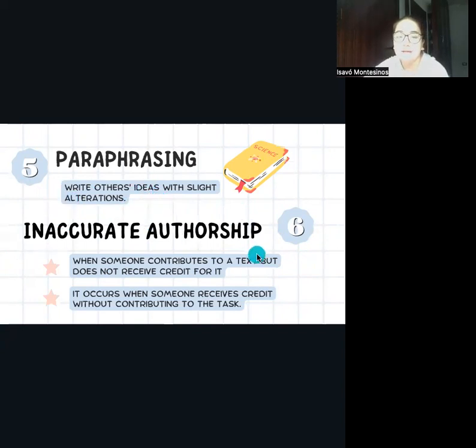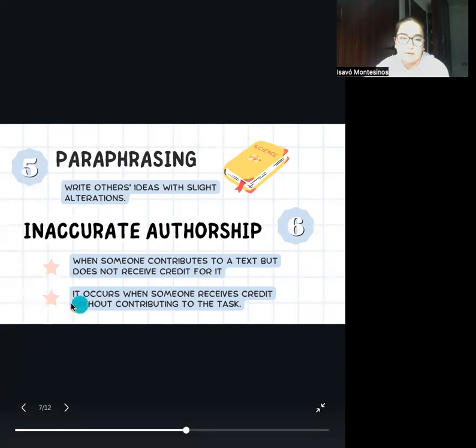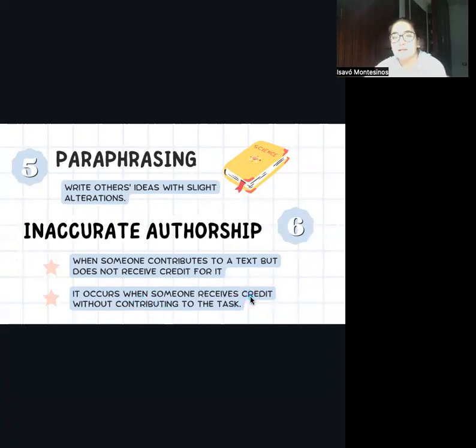Inaccurate authorship. This type of plagiarism can happen in two different ways. On one hand, it's when someone contributes to a text but does not receive the credit for it. For example, when someone does the whole research or the whole academic assignment, but another person does not give them the credit. And the second one, on the other hand, is when someone receives the credit without contributing to the task. For example, when someone pays for someone else to do this academic assignment.